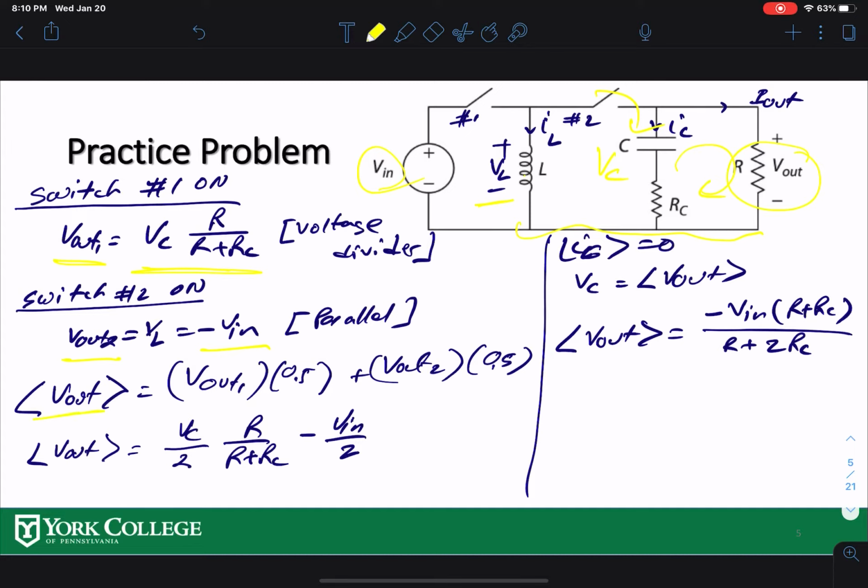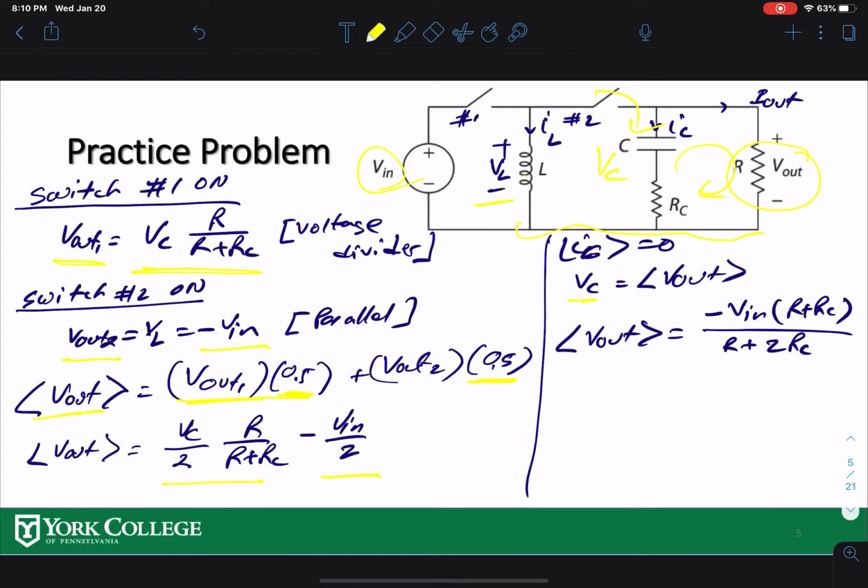So average voltage would be 50% times switch 1 is on, plus 50% times switch 2 is on, so that if you add those two voltages, you should get the average voltage. And we know V out 1, we know V out 2, we can put them back here. And also we know that IC, the average current to the capacitor, is 0.